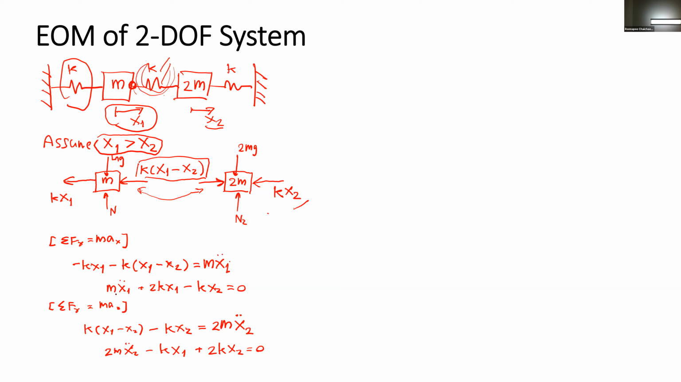If you pay attention here, I try to separate the terms of the second time derivative of x1 and x2, and x1 and x2 in order, because I'm going to write it in the matrix form of x1 double dot, x2 double dot, and x1 and x2, and the force on the right hand side.